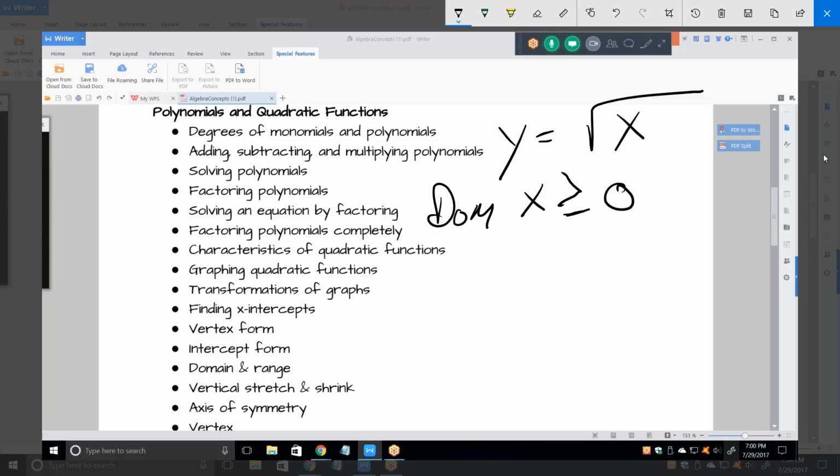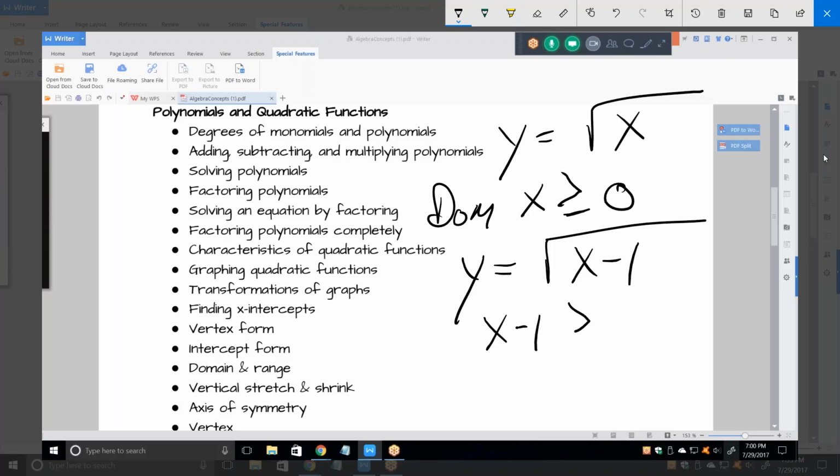Okay? Now, what if I gave you this function? What's the domain? All real numbers except... When you have something inside the radical sign that's a little more complicated than just x, take whatever it is and make it be greater than or equal to 0, and then solve that inequality. That means x has to be greater than or equal to 1.